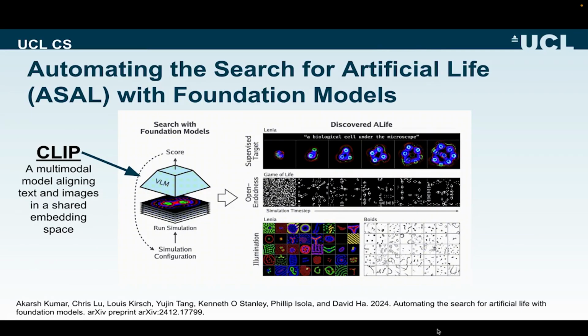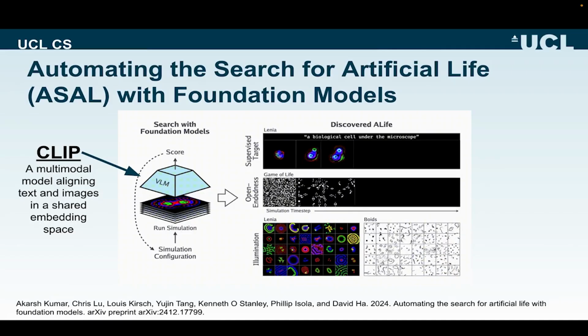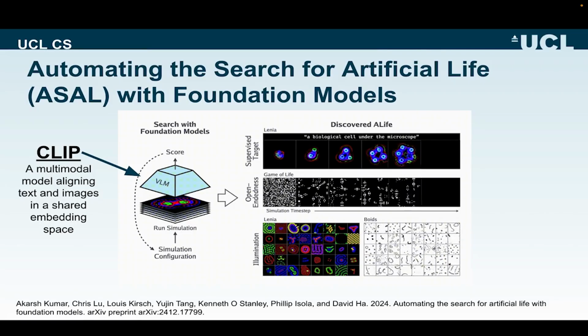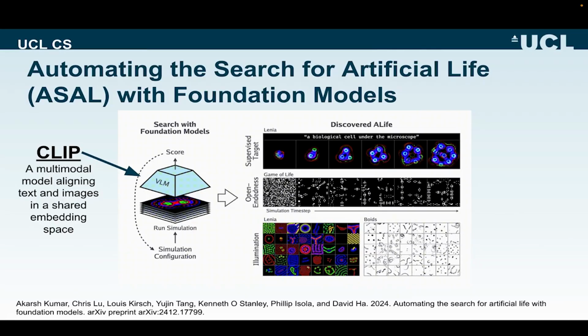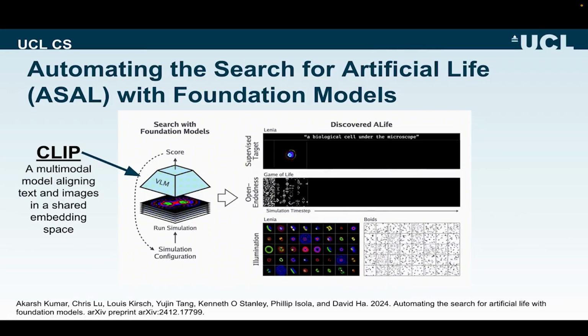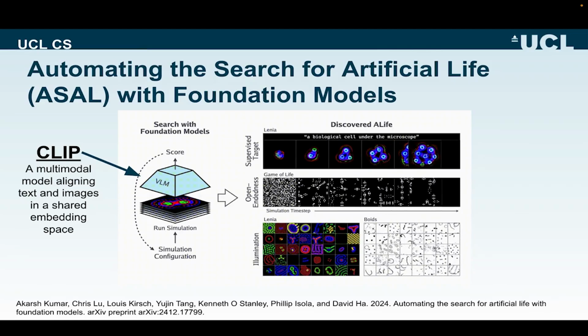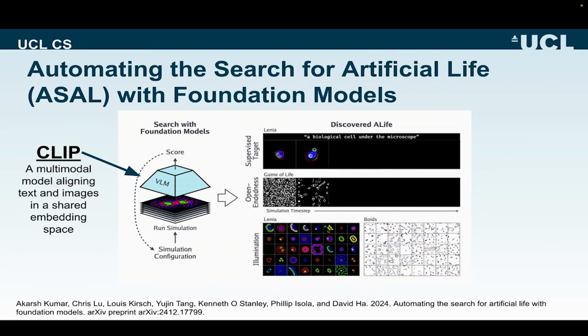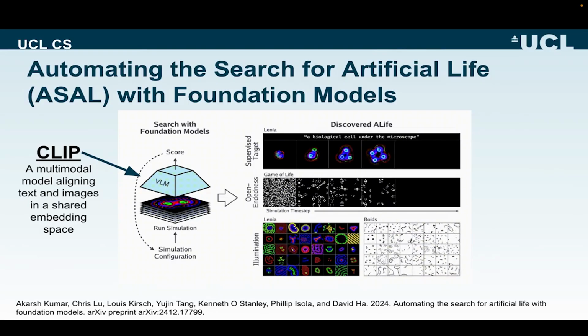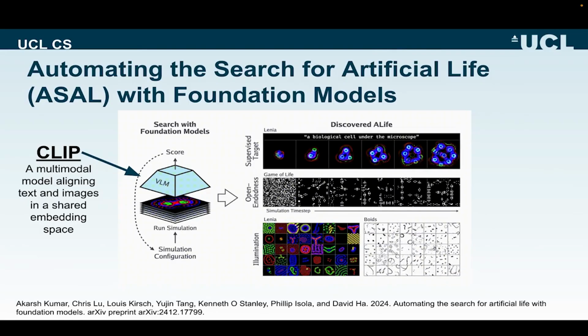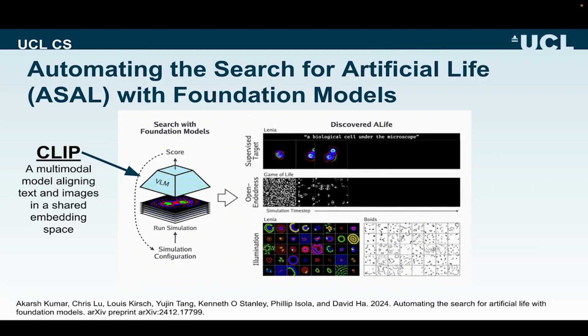Our work, ASAL++, builds on the foundations laid by Kumar et al. in their algorithm called ASAL, which stands for Automating the Search for Artificial Life. The core idea of ASAL is to use a vision language model, or VLM, to steer an ALIFE simulation toward a user-defined text prompt.